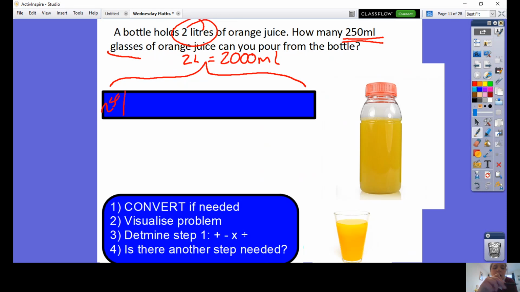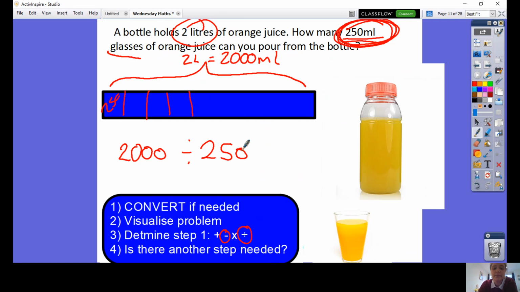If you're thinking now, I know, I'll just take away 250, then take away 250, then take away 250, then take away 250, and so on and so on. You're not wrong, but that's the slowest possible way you could solve the problem. I know it's becoming less, so I'm either subtracting or dividing. I know that each glass is the same amount. So what I'm actually doing there is splitting it into equal groups, and that is the same as dividing. So I'm doing 2000 divided by 250.